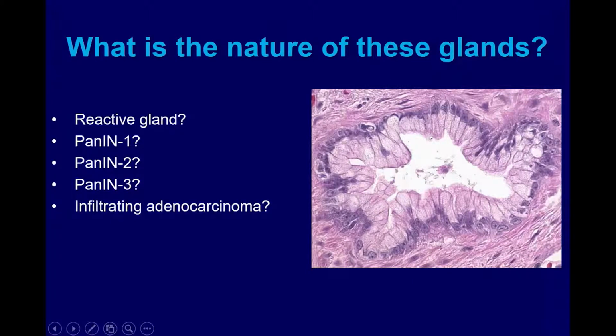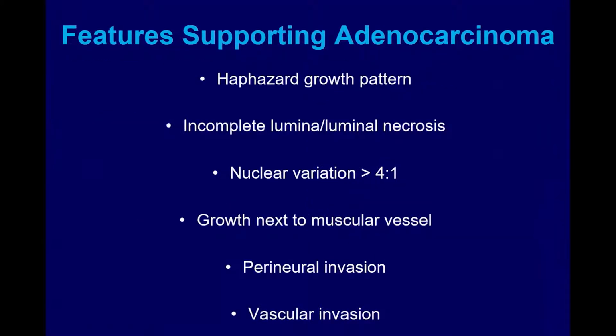But what's really the nature of these glands? Are they reactive? Could they be PanIN, so pancreatic intraepithelial neoplasia, a precursor lesion to an invasive adenocarcinoma? Or does this reflect a really bland gland of an infiltrating adenocarcinoma? This is where these six features that help us distinguish between benign proliferations like chronic pancreatitis and adenocarcinoma really come in handy. So again, we'll go through each one: haphazard growth pattern, incomplete luminal necrosis, nuclear variation greater than 4:1, growth next to a muscular vessel, perineural invasion, and vascular invasion. And we'll look at examples of each of these.